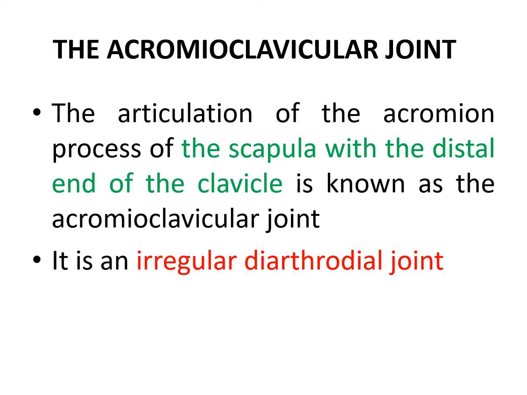Next articulation is the acromioclavicular joint. It is one of the irregular joints. It articulates between the acromion process of the scapula and the distal end of the clavicle. The rotation occurs in the acromioclavicular joint during arm elevation only. The close packed position of the acromioclavicular joint occurs when the humerus is abducted to 90 degrees. So this irregular joint is otherwise called an irregular diarthrodial joint.